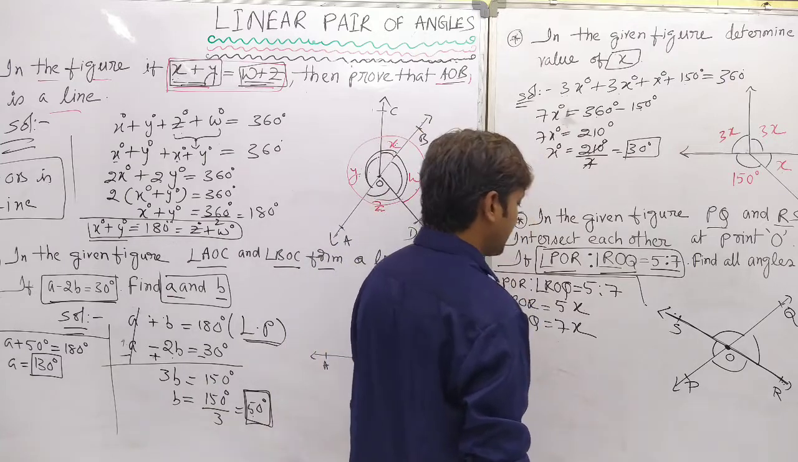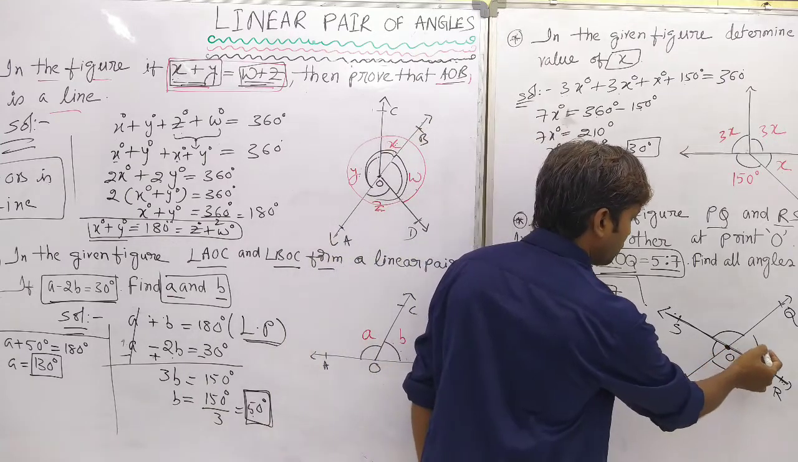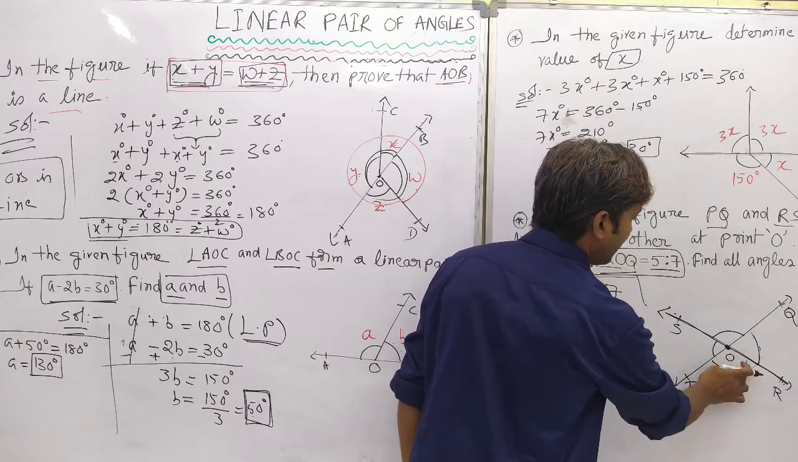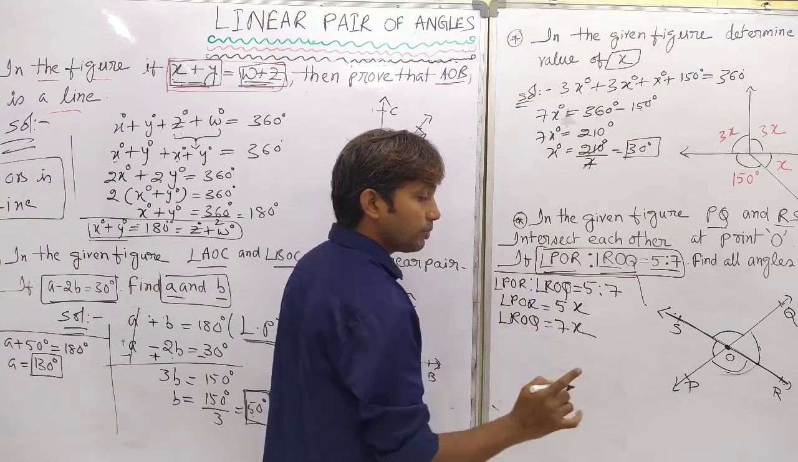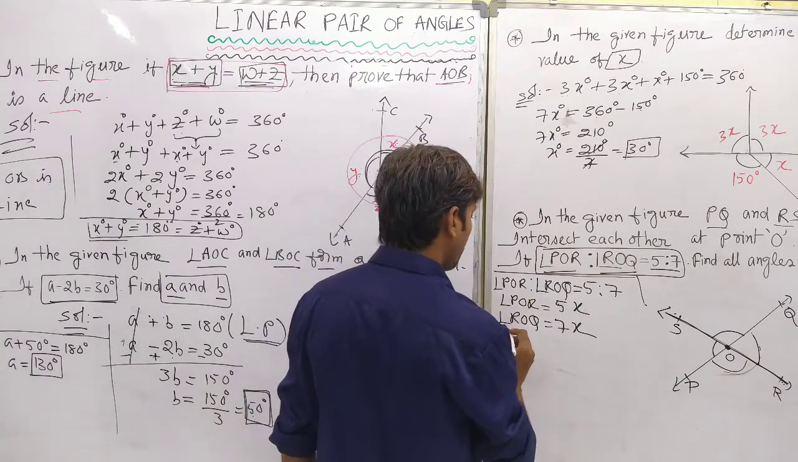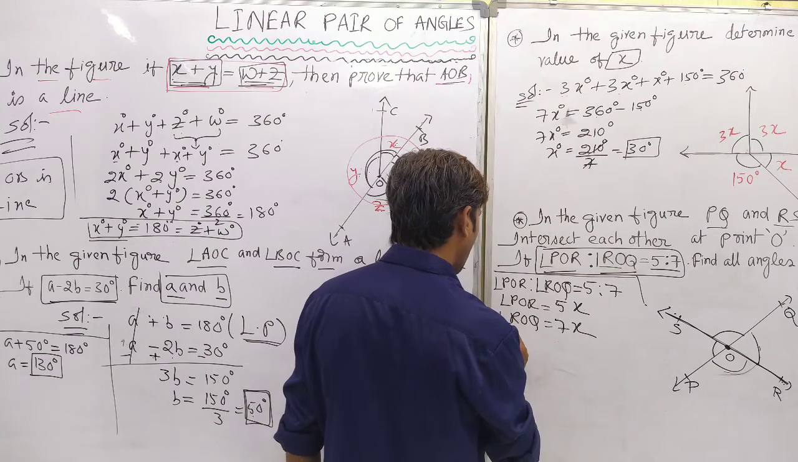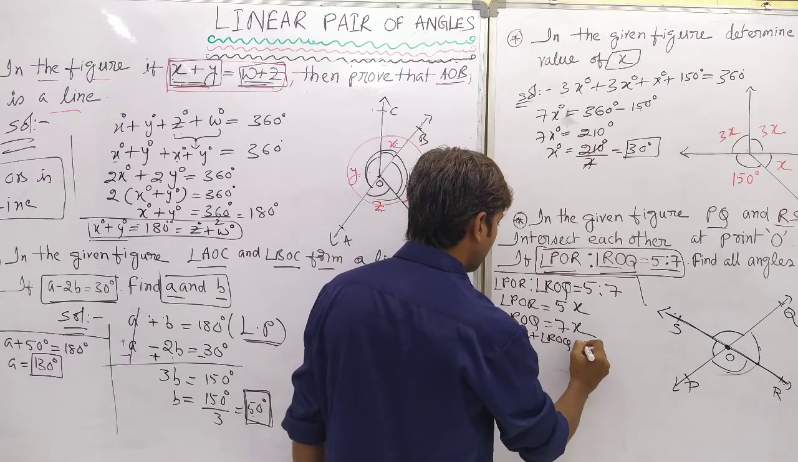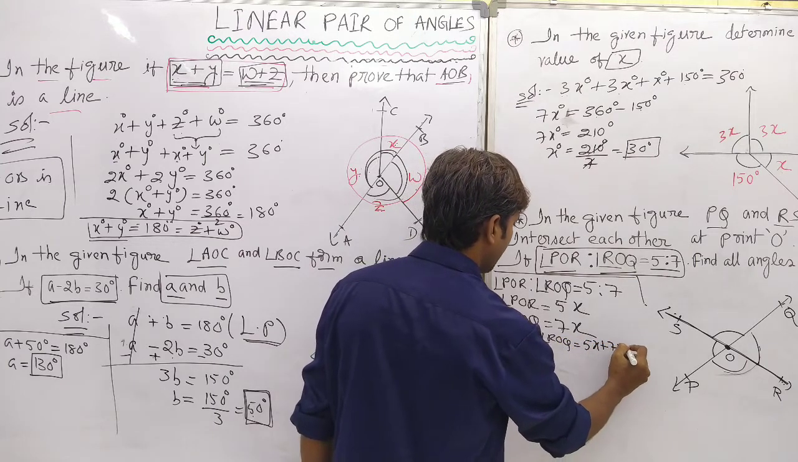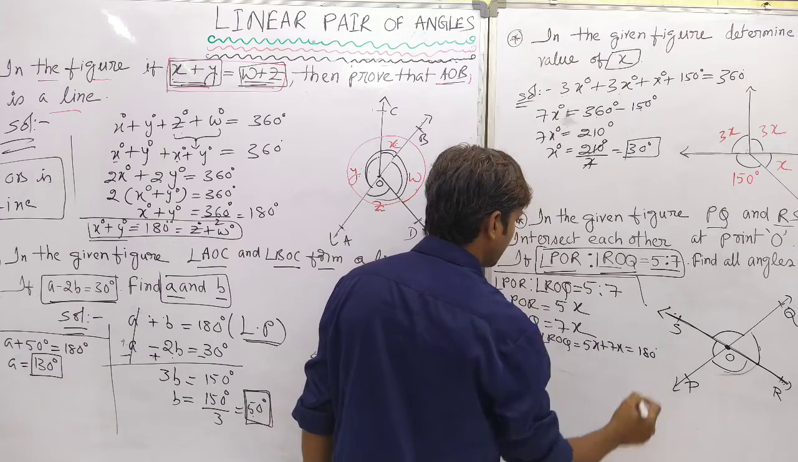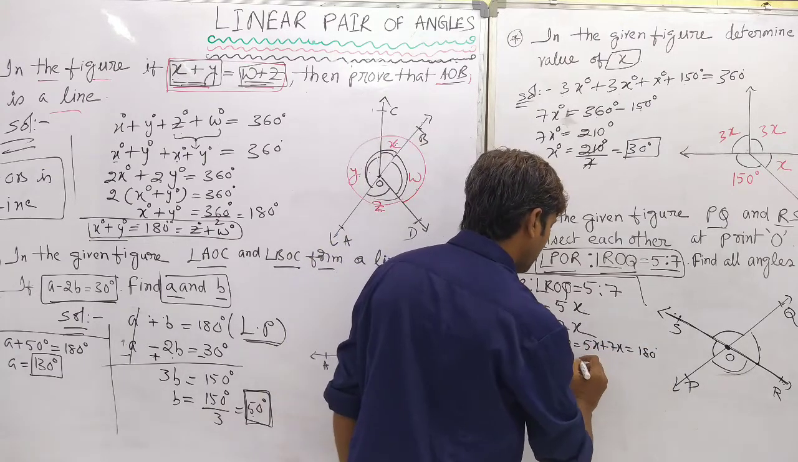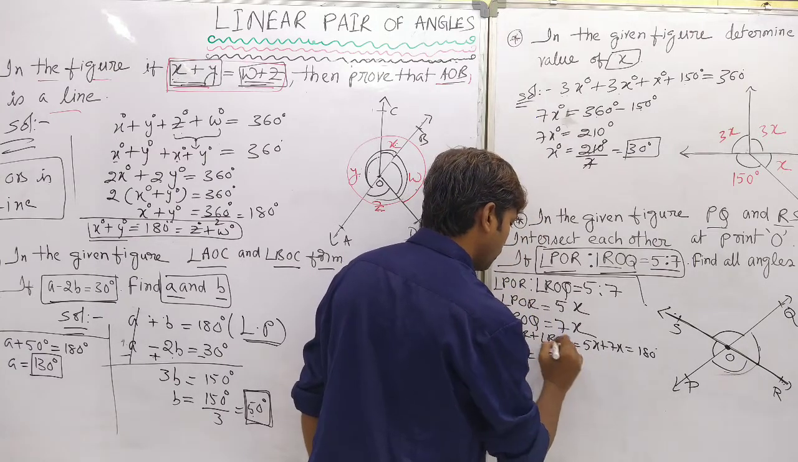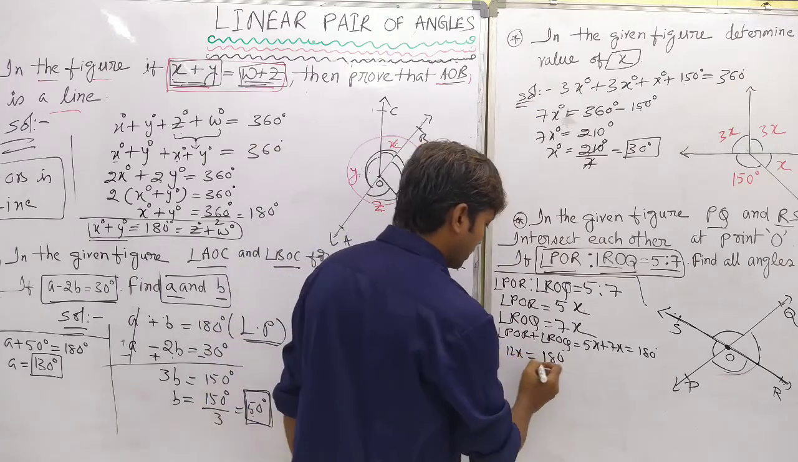Now tell me, as we said, angle POR and angle QOR, or ROQ, are representing a linear pair. So the sum of these two angles should be equal to 180 degrees, isn't it? Angle POR plus angle ROQ, that is 5x plus 7x, equal to 180 degrees. 5x plus 7x would be 12x. 12x equals 180 degrees.